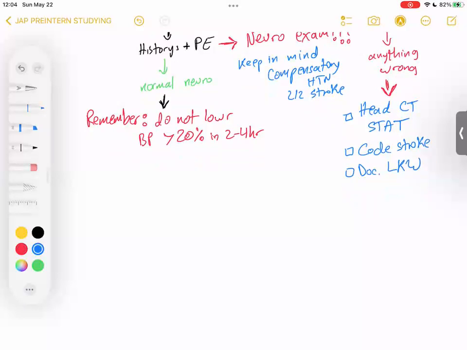So here you have options. You're going to give medications. And the question for you: are you going to give PO or IV?